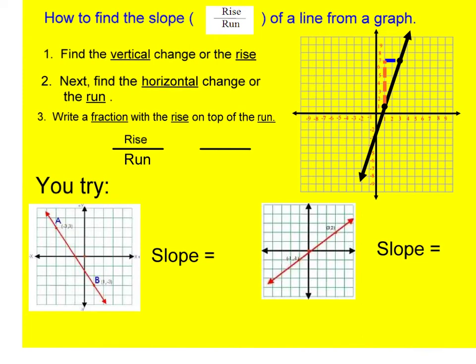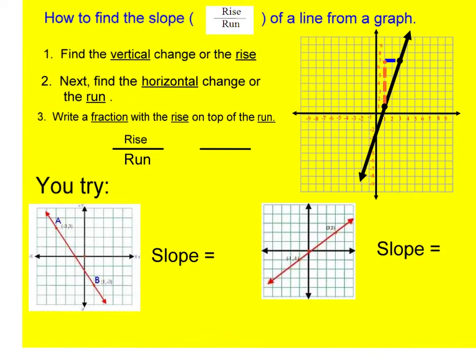Okay, I'm going to show you how to find the slope of a line from a graph. And remember that one way to describe slope is the rise over the run. Well, the first step you need to do, and we're going to use this as our example right here, is to find the vertical change, or the rise. How much is it going up?